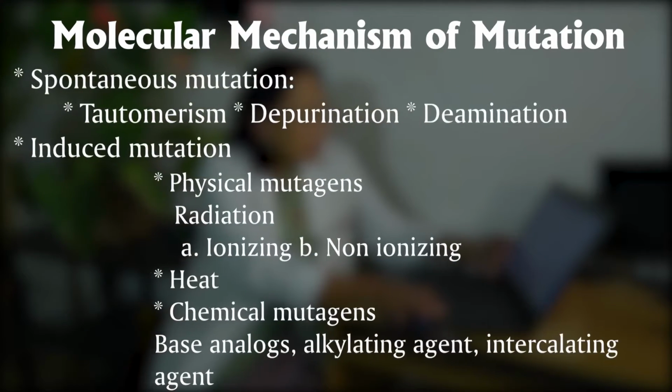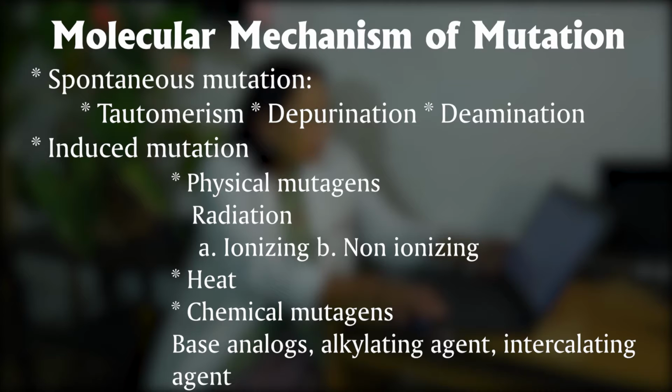Then the molecular mechanism of mutation. How does mutation occur? It may be by spontaneous mutation, by tautomerism, depurination, or deamination, and it may also be induced. Induced mutation may be by physical mutagens such as ionizing and non-ionizing radiation. Heat can also induce mutation, and chemical mutagens, such as base analogs, alkylating agents, and intercalating agents, can also induce mutation.